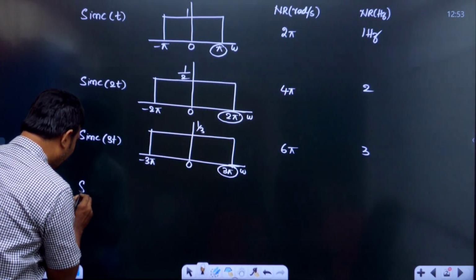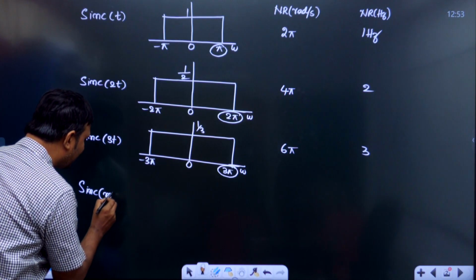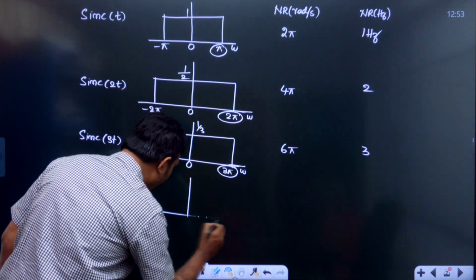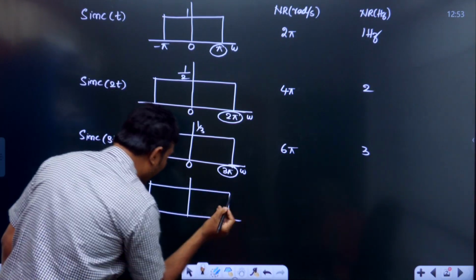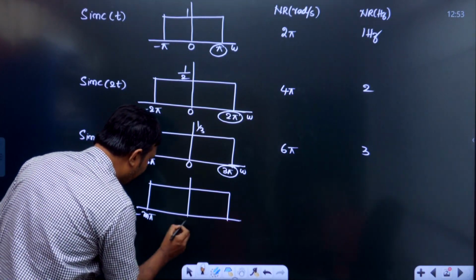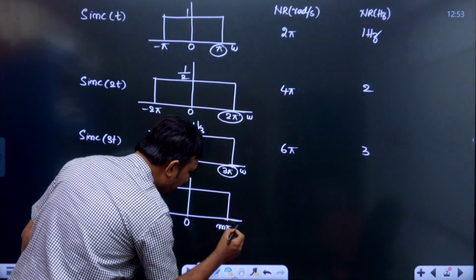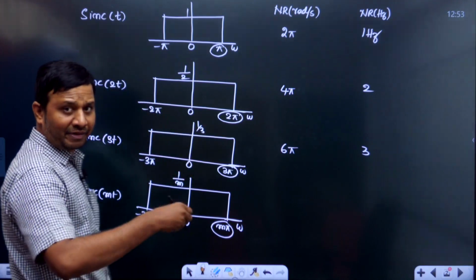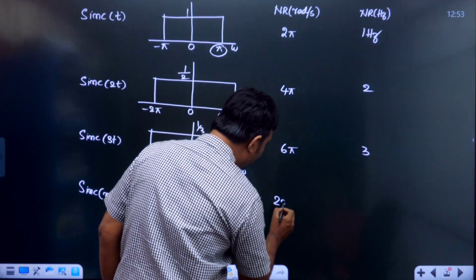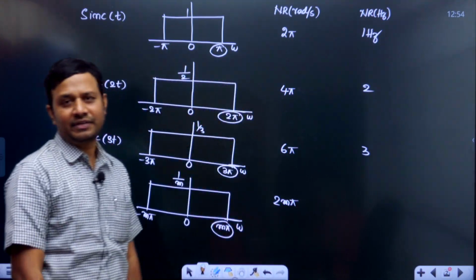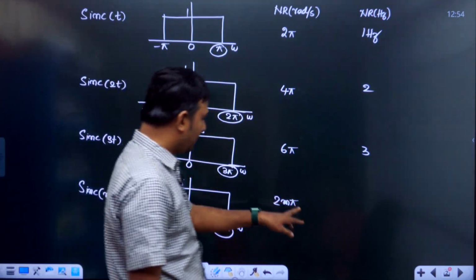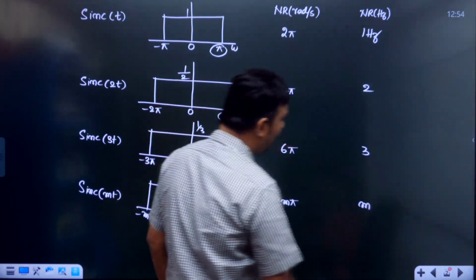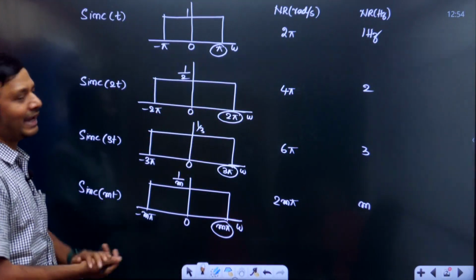If you want to generalize, sinc of mt I want. Sinc of mt means the Fourier transform would be a rectangular pulse varying from minus mπ to mπ, with height 1 by m. Highest frequency I want, mπ. Twice the highest frequency, 2mπ. Twice the highest frequency component gives us the Nyquist rate. In radians per second it is 2mπ; if I want it in terms of hertz, it is simply m hertz. So in this way you are going to calculate, right?